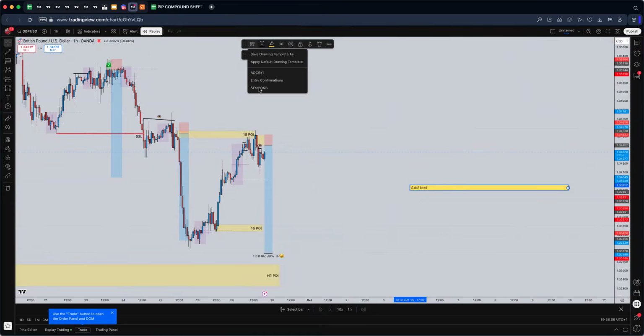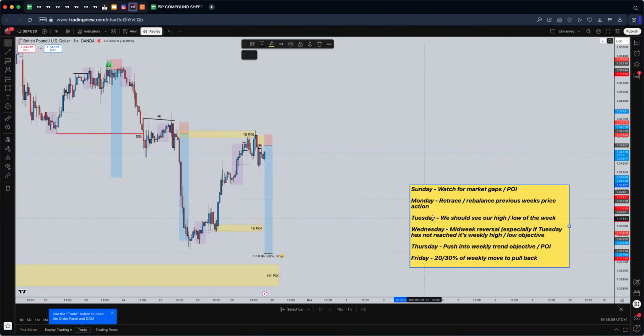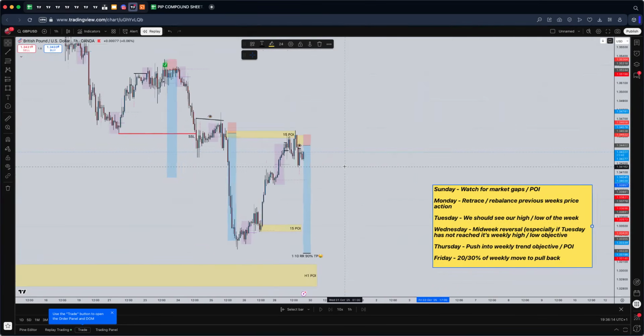So let's just say we did get this trade tomorrow. Let's just make this bigger. Let's just say we got this trade tomorrow, which is Tuesday. We should see our high or low of the week. Can this be our low of the week here? And then what do we want after that?